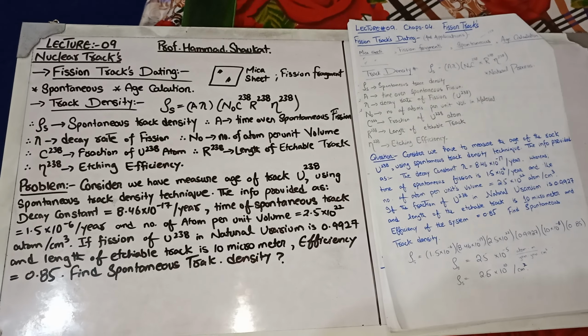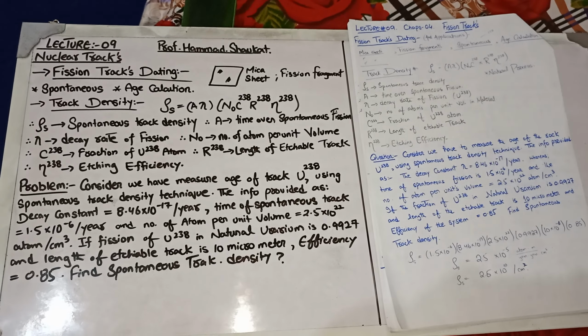The time of spontaneous fission is 1.5 into 10 raised to the minus 6 per year, which is the value of A. And the number of atoms per unit volume is 2.5 into 10 raised to the power 22. So this is the value of N0, the number of atoms per unit volume.